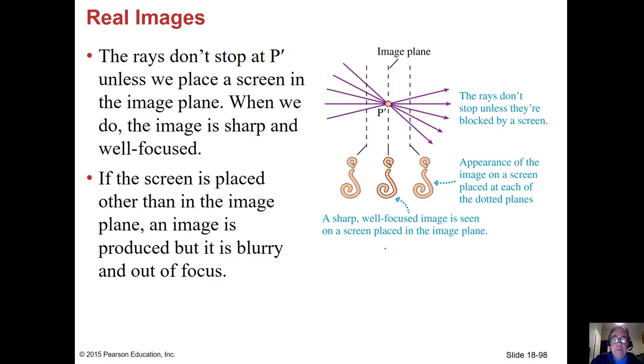Okay? So in this slide, you see these rays actually coming together at P prime where the image is formed. That's where you get a nice sharp image. So if your eye were there, you'd see a nice sharp image. If your eye were over here, you would see the image, but it would not be as sharp, as you can see here.